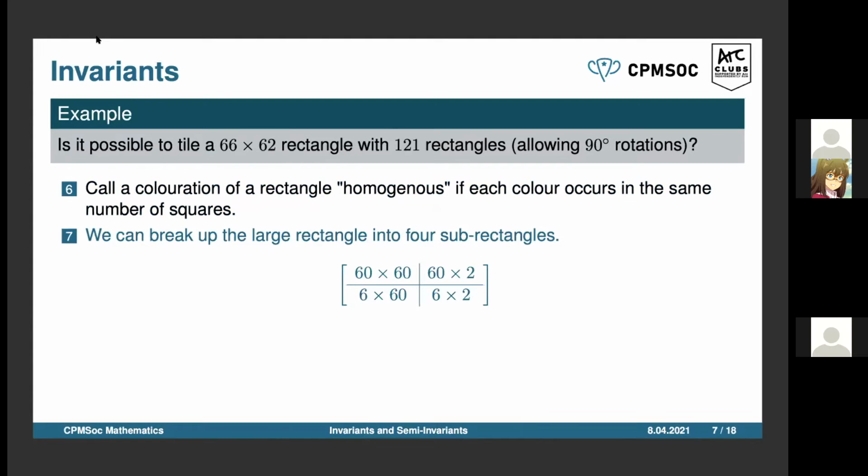Now is the interesting part, where we can break the 62 by 66 rectangle into 4 smaller rectangles. We've got a 60 by 60 here, and a 60 by 2 here, and a 6 by 60 here, and a 6 by 2 here.